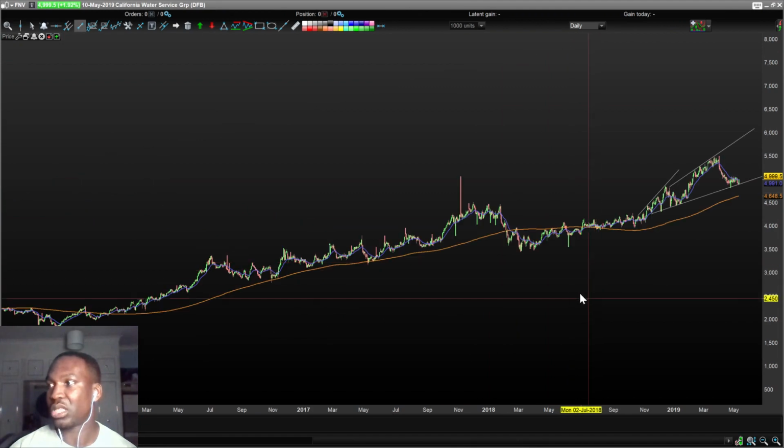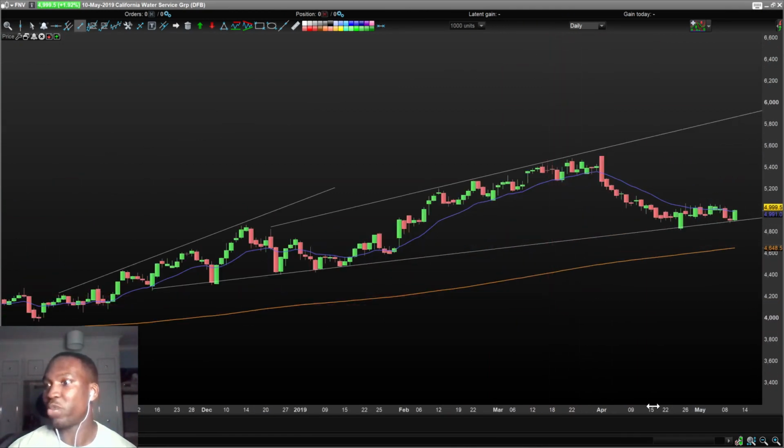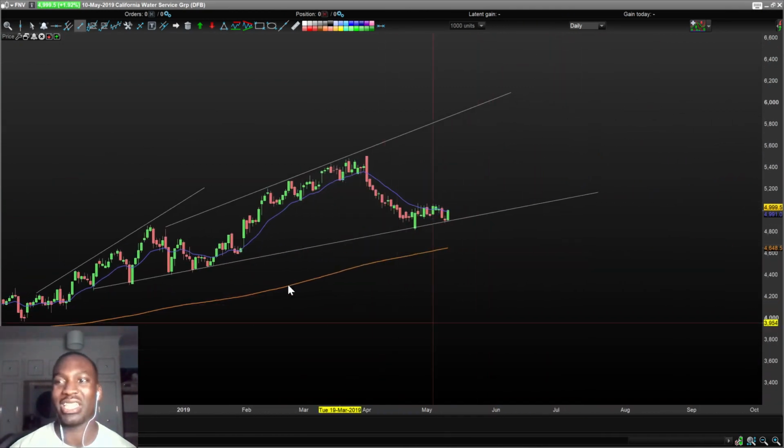Next one is FMV, or CWT to some of you guys, which is California Water Service. On the daily chart, it's an expanding wedge pattern. So it hit the support and it's been lingering around this support line for some time. The 180 simple moving average is just basically following the support line.